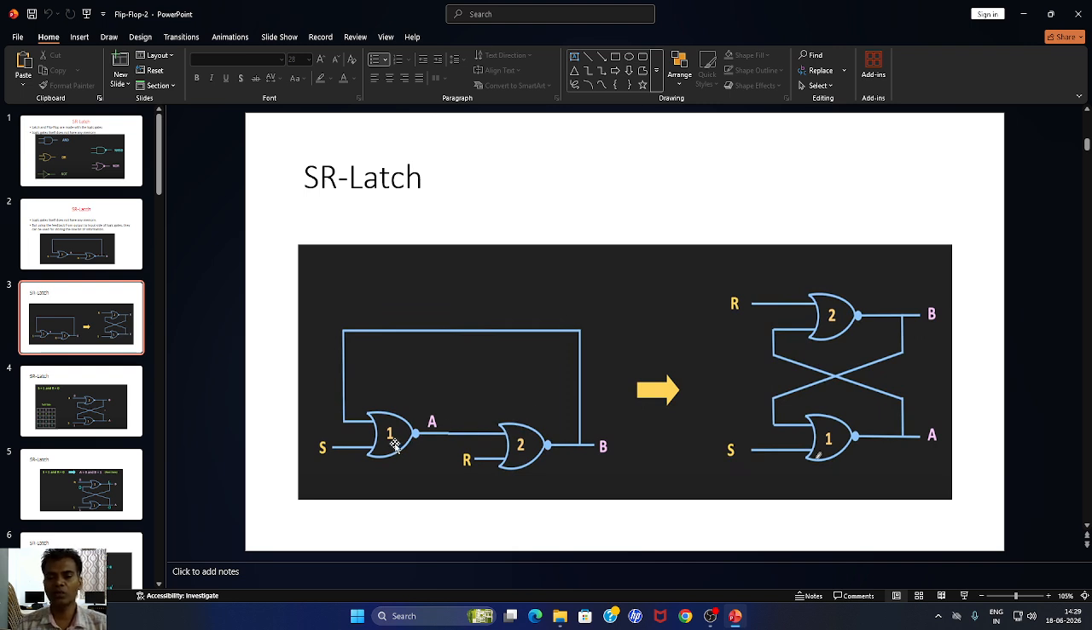So here I took two NOR gates, which are labeled as 1 and 2. Their outputs are interconnected like this. NOR gate 1 output acts as one of the inputs to NOR gate 2, and NOR gate 2 output acts as one of the inputs for NOR gate 1. The second inputs for each NOR gate are labeled S and R. The latch or flip-flop has two outputs, and their values are complements of each other. For the time being, I labeled the outputs as A and B, and the inputs as S, R.